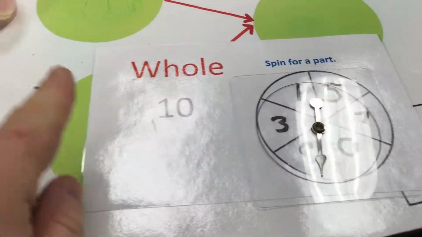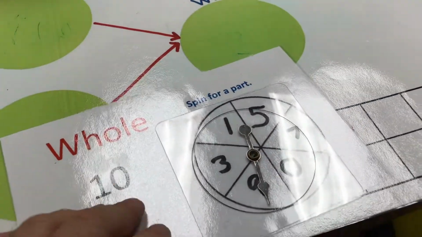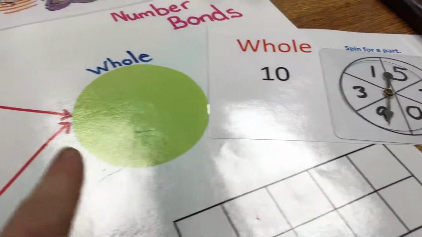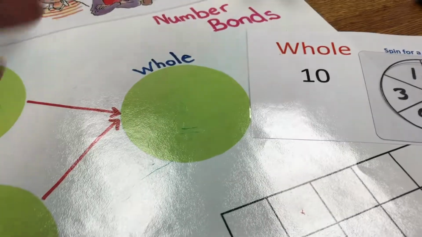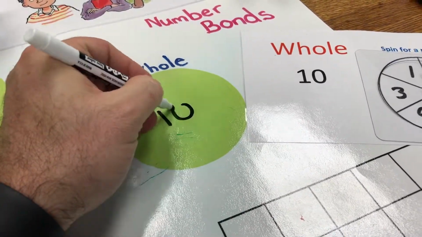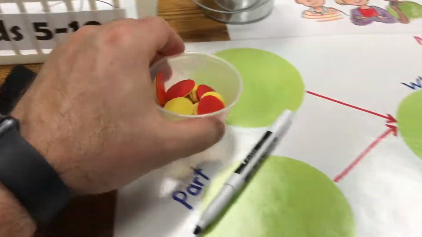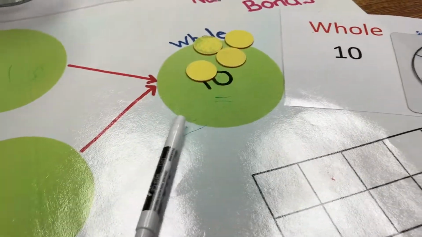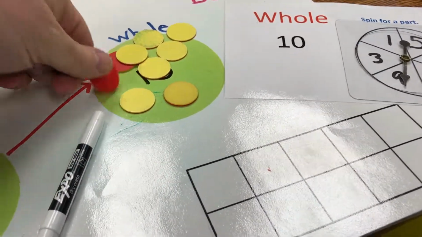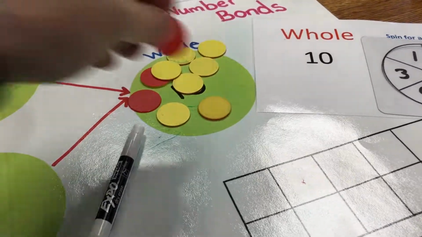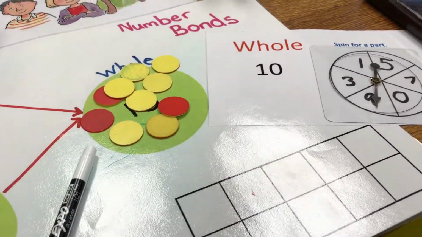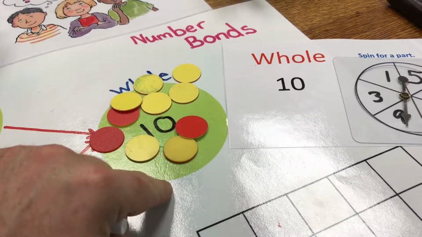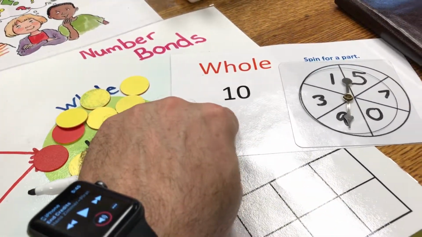Now, the whole is going to be 10. So, on my board where it says whole, I know I'm starting with 10. And you have some chips here, so you can count out 10. 1, 2, 3, 4, 5, 6, 7, 8, 9, 10. Okay. So, starting out with 10, because that's my whole. That's what it says on the paper.